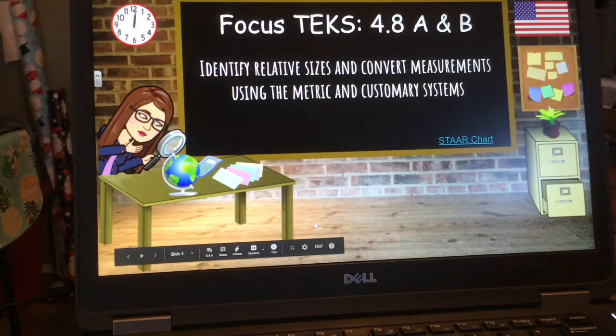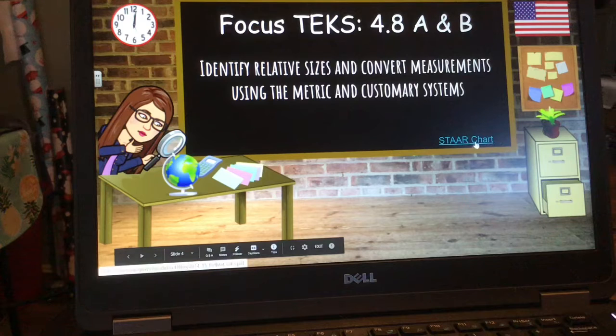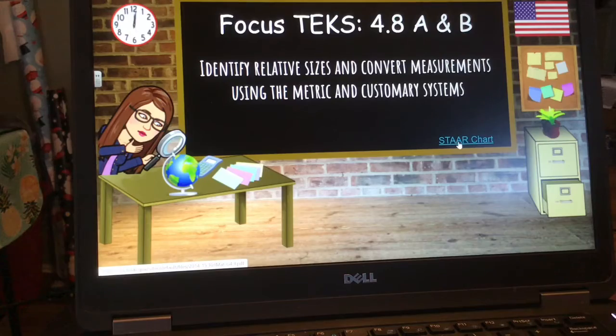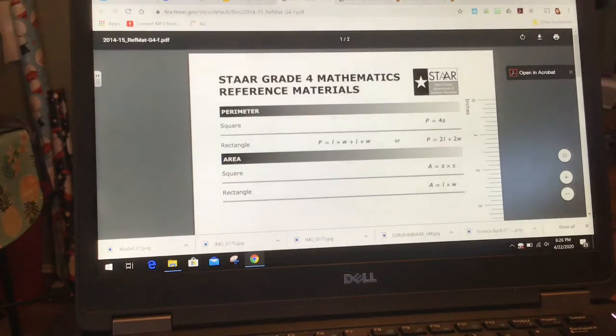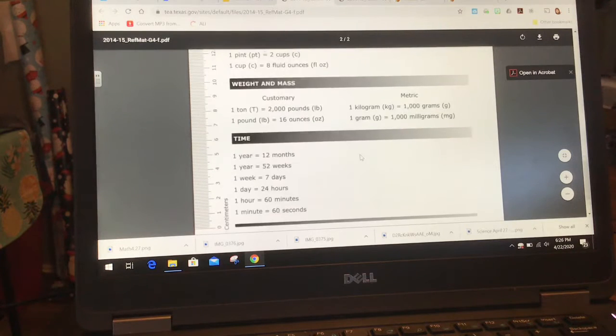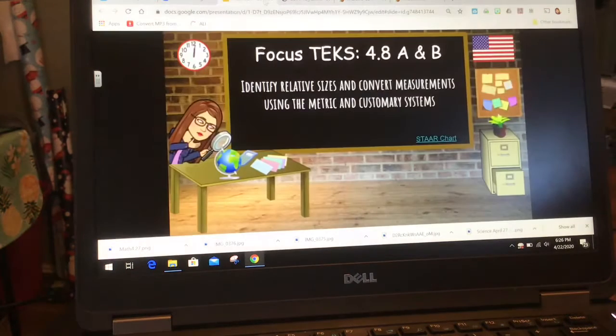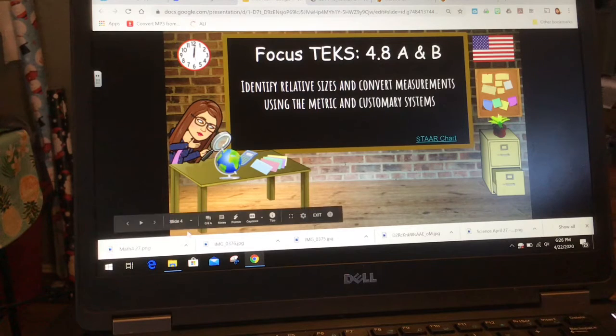Okay, so this week we will be focusing on TEKS 4.8A and B, which is identify relative sizes and convert measurements using the metric and the customary systems. Now, if you click on this little icon right here, and this little word where it says star chart, it will take you straight to the star chart that we know. Before we left, I said, this is your best friend. Now, when it comes to using measurement, it really is, and it is really helpful for you guys to have it. So I have put that link up for you guys.